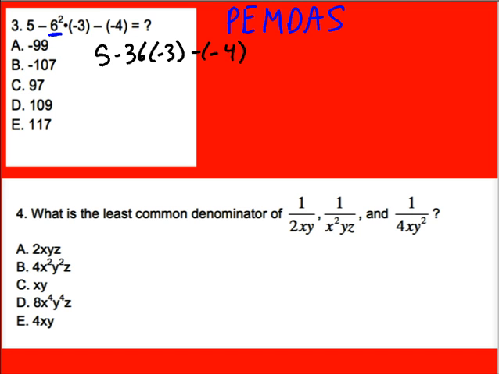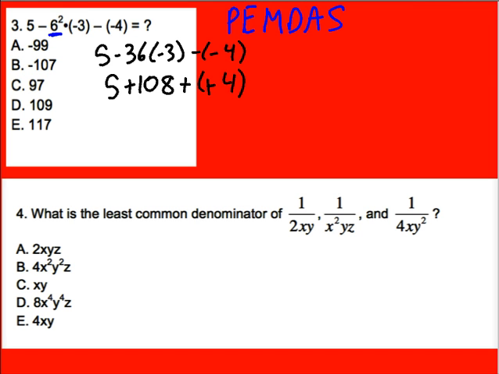So now I need to do the multiplication, the negative 36 times the negative 3. Remember, a negative times a negative is actually positive, just like subtracting a negative. Those are going to become positive in this next step.